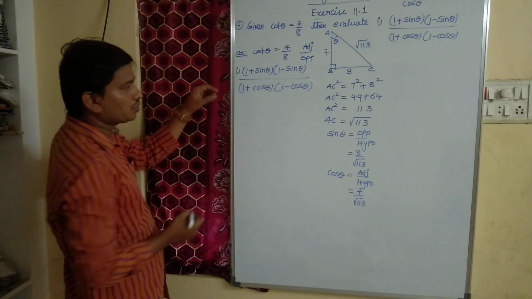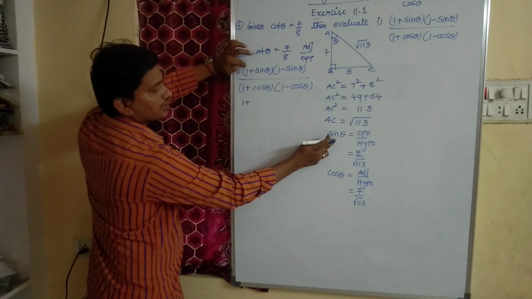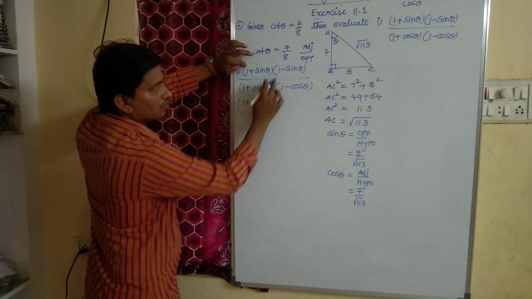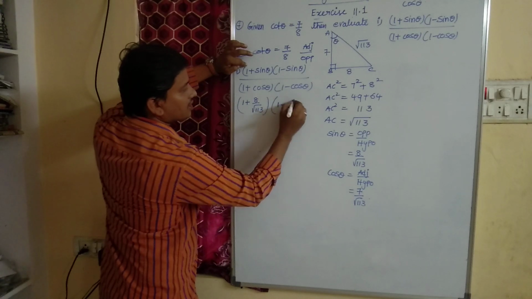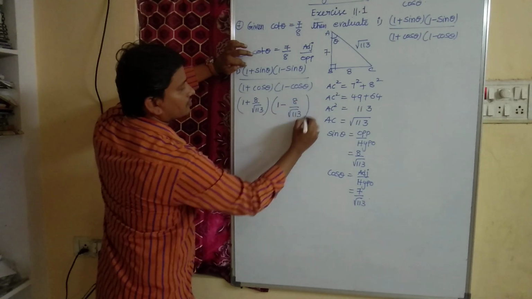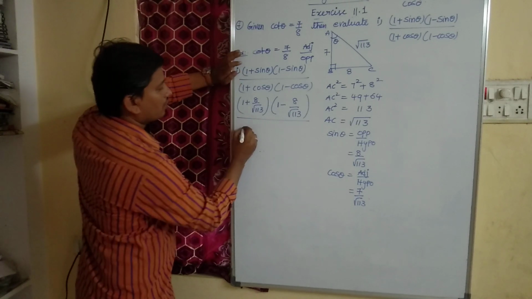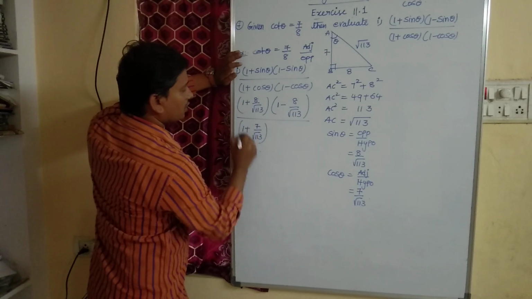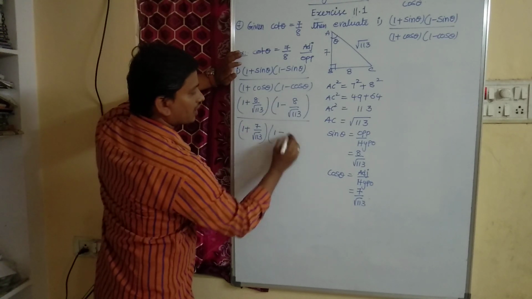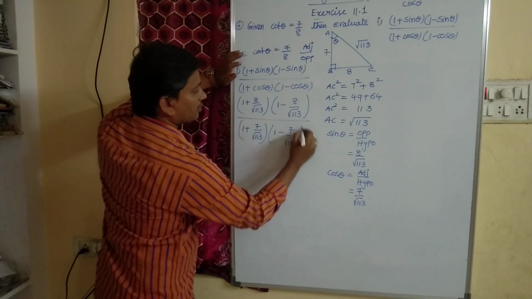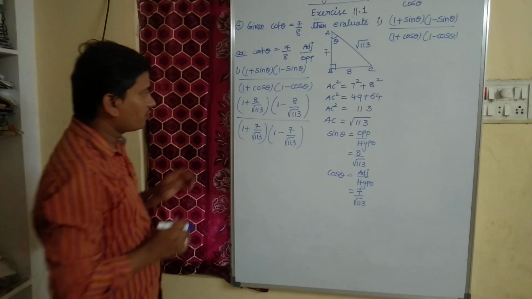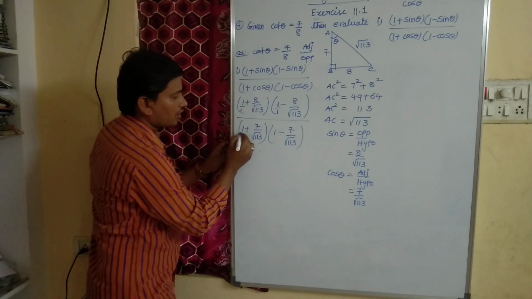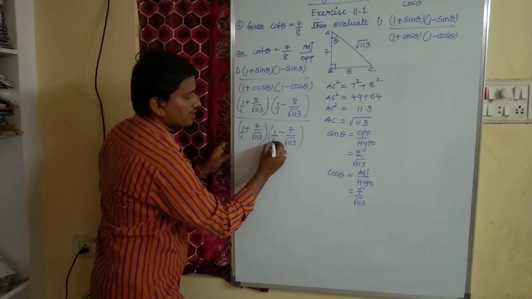Right? So now let us substitute: 1 plus sin theta is 8 by root 113, into 1 minus sin theta is 8 by root 113, divided by 1 plus cos theta is 7 by root 113, into 1 minus cos theta is 7 by root 113. Right? Listen children carefully. Here nothing in the sense 1. Here also nothing in the sense 1, here also, here also.